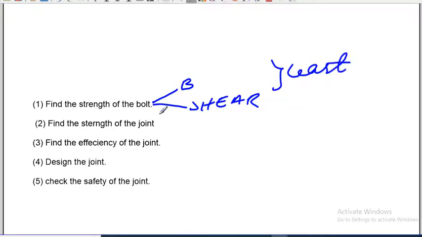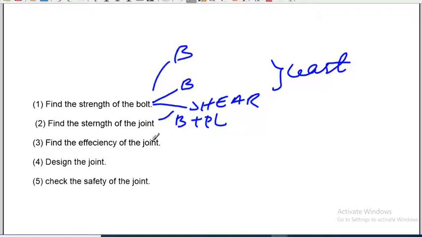Whereas in case of strength of the joint, the joint involves the plate also. So in addition to the bearing and shear strength of the bolt, you need to calculate the strength of the plate also. Out of these three, whichever is the least is the strength of the joint. So the only difference between 1 and 2 is that here the plate will also come, whereas there only the bolt will come.